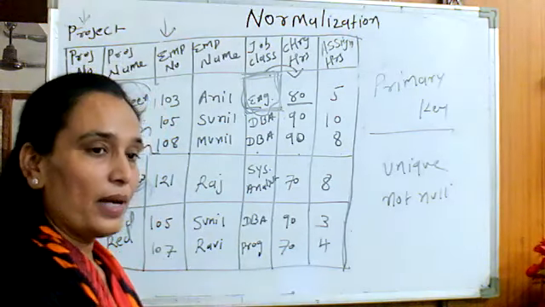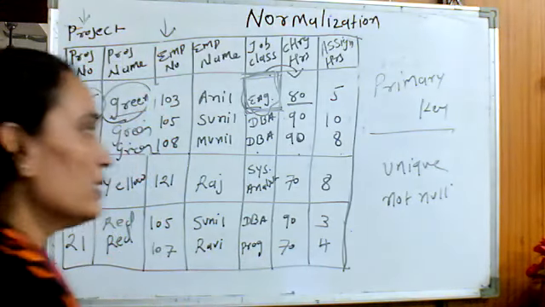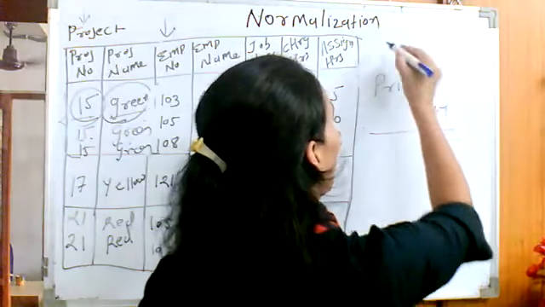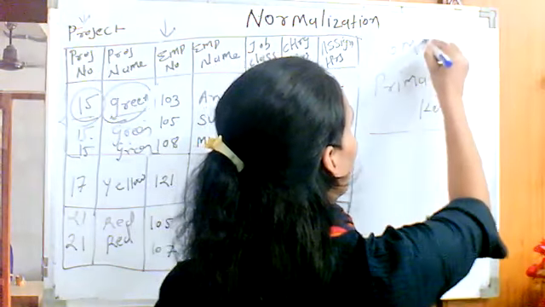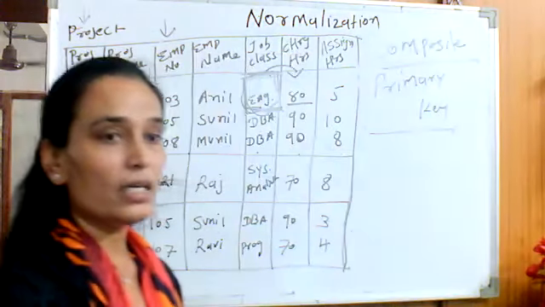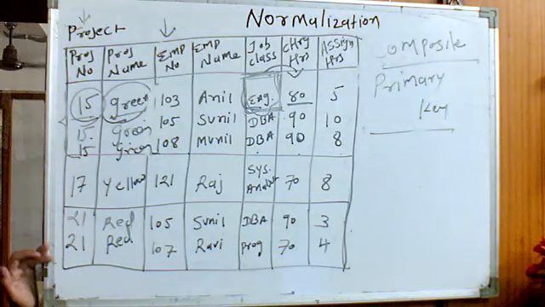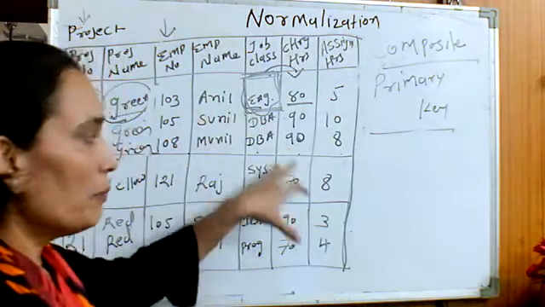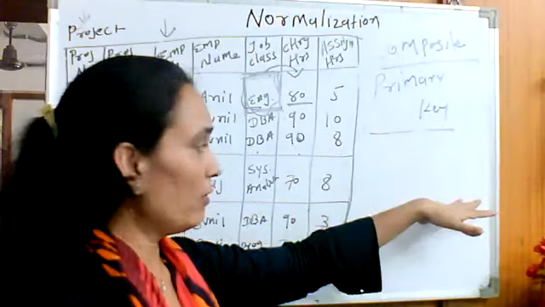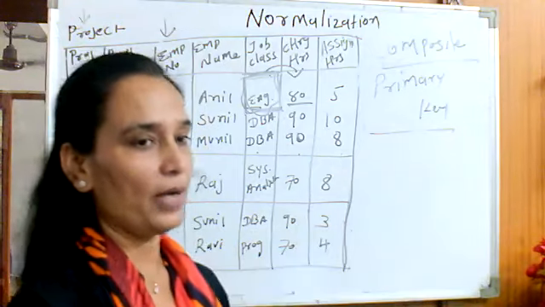Now we can assign primary key in this table by grouping 2 columns. Means we will assign a composite primary key. What is composite primary key? When we assign primary key to one column, it is called simple primary key. But when we combine more than one attribute in one primary key, it is called composite primary key.